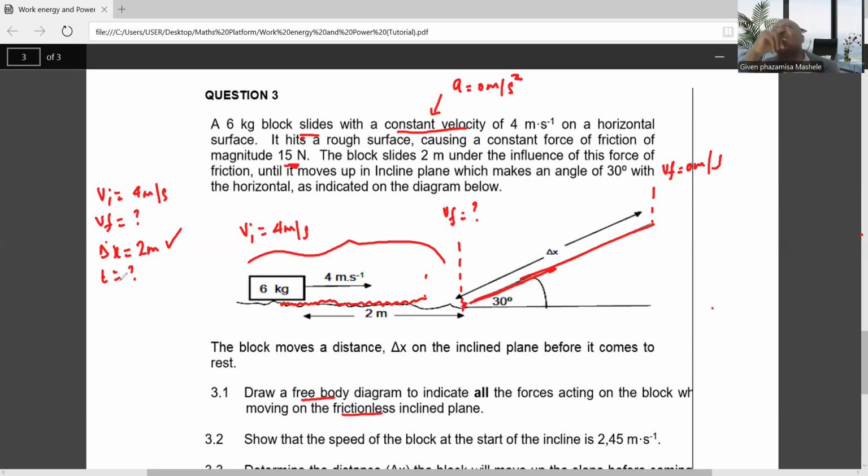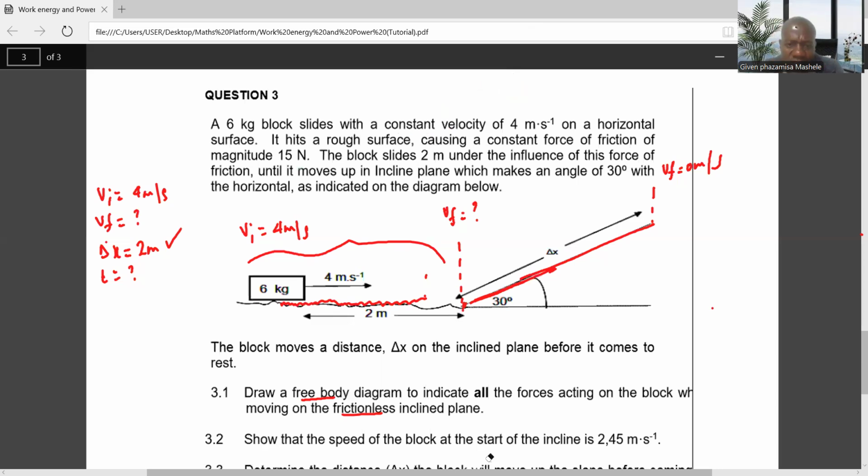Let's check. Because if we use, no, we cannot get the answer. So it means you have to use the work energy theorem. We have to use the work energy theorem, unless we do this. Now I remember.